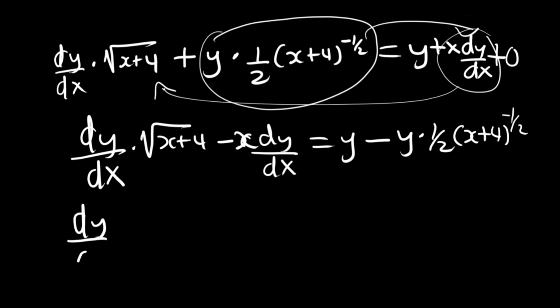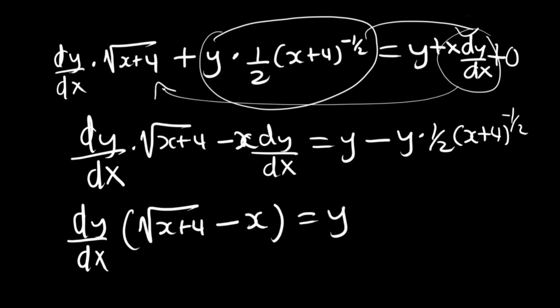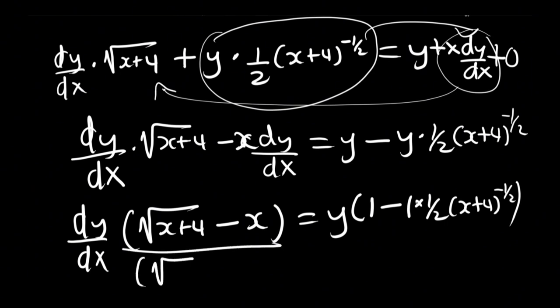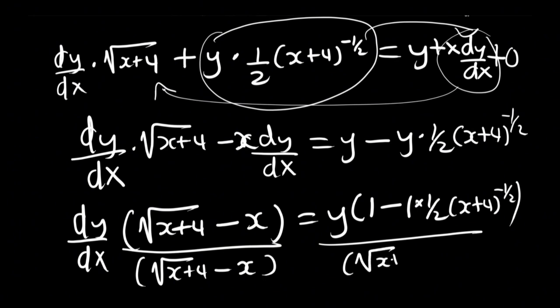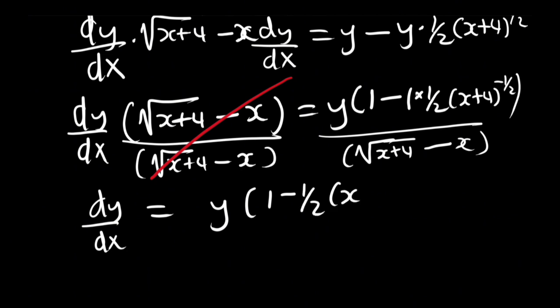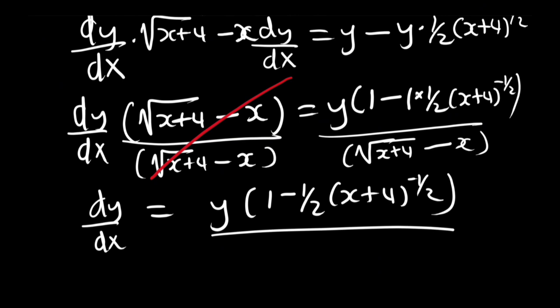Now over here we will take common dy over dx, so we'll have the square root of x plus 4 minus x equals y. We will take common also on this side, so we'll have y times 1 minus 1 multiplied by half x plus 4 power negative half. So now to get dy over dx, we'll just divide by the square root of x plus 4 minus x on both sides. So when we cancel this out, we'll finally have our dy over dx as y times 1 minus half x plus 4 power negative half, divided by the square root of x plus 4 minus x.